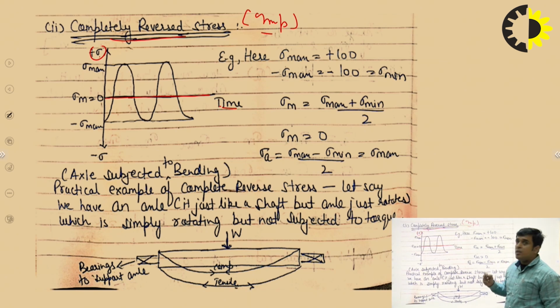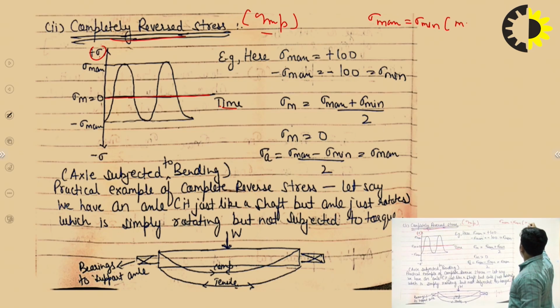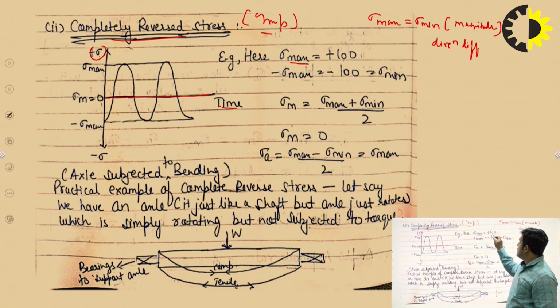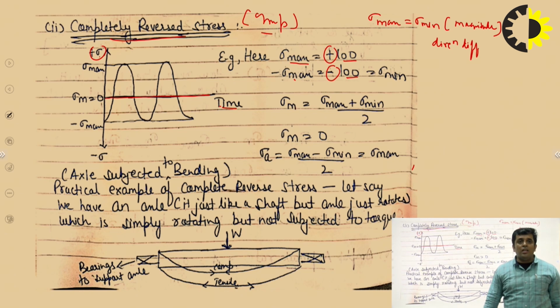What is a completely reverse stress? Where sigma max is always equal to sigma minimum in magnitude. The magnitude will always be the same, but the direction different. That is known as completely reverse stress. You can see in the figure, sigma maximum is 100, sigma minimum is again 100, but for sigma minimum I have used a minus sign for the compressive nature, and a plus sign for the tensile nature. The magnitude is the same, but the direction is different. That is the completely reverse stress condition.